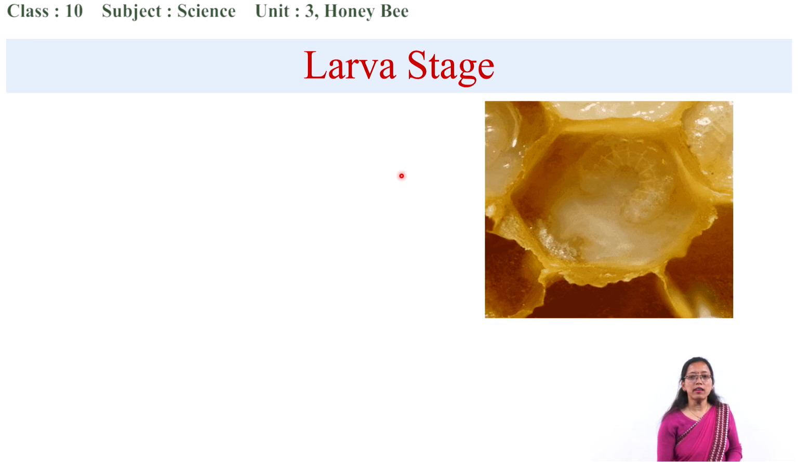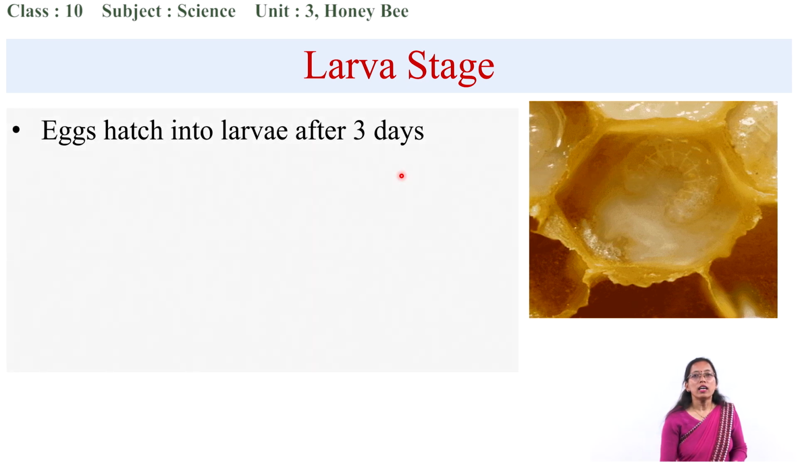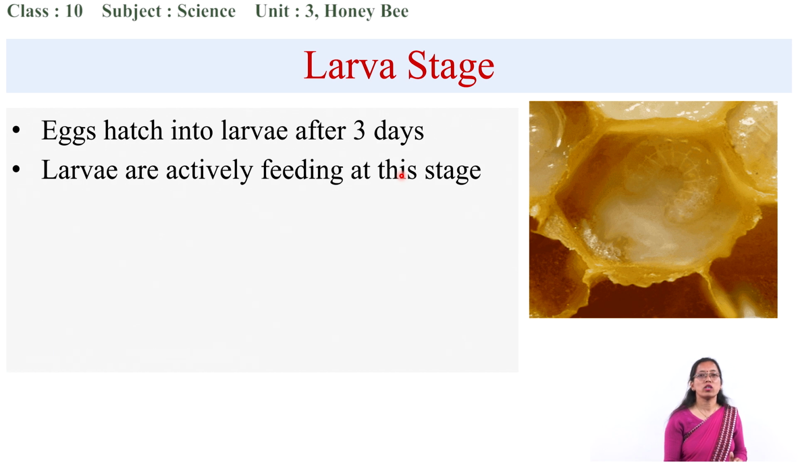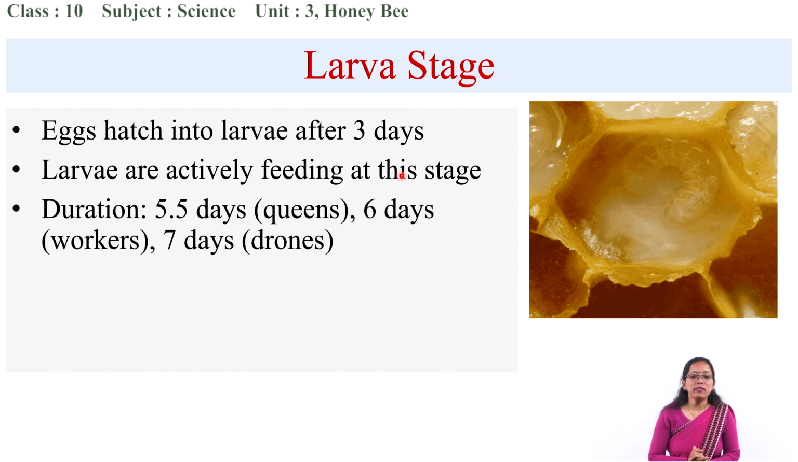After 3 days of egg stage, it will change into a larva by generating new cells, and it forms many segments also. Larvae are actively feeding at this stage. They eat, and because of that, they grow very fast. The duration of the larva stage varies from one bee to another: 5.5 days for the queens, 6 days for the workers, and 7 days for the drones.